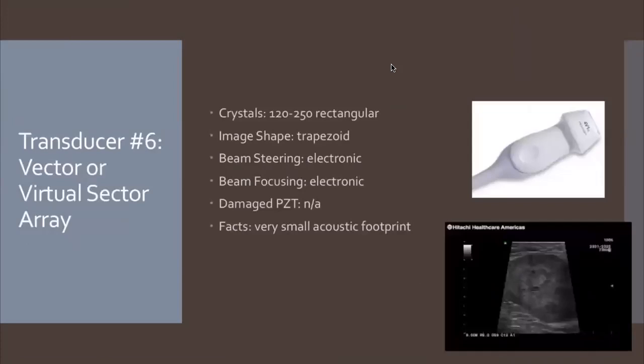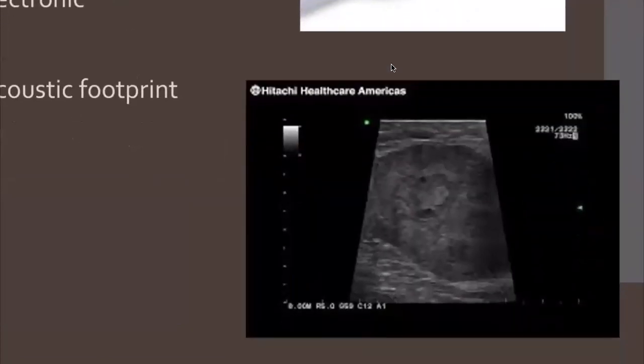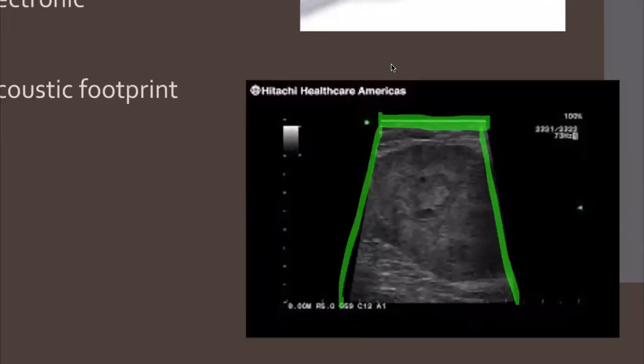And then our last transducer is a vector or a virtual sector array. Sometimes it's just called virtual array. Just remember the V's, right? It could be called vector or virtual. This one has 120 to 250 rectangular shaped PZTs. The image is very unique. It's a trapezoid. So this is what it looks like. Flat top, and it kind of flares out at the bottom.